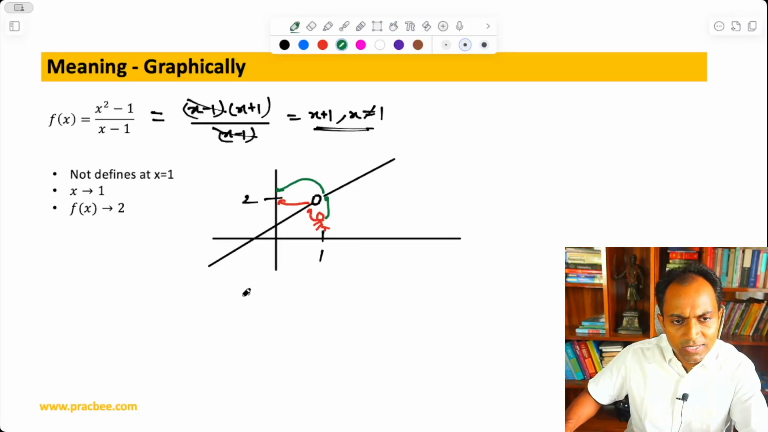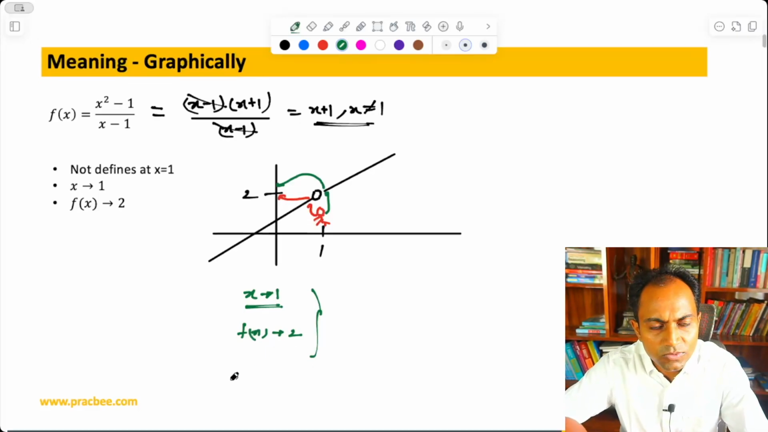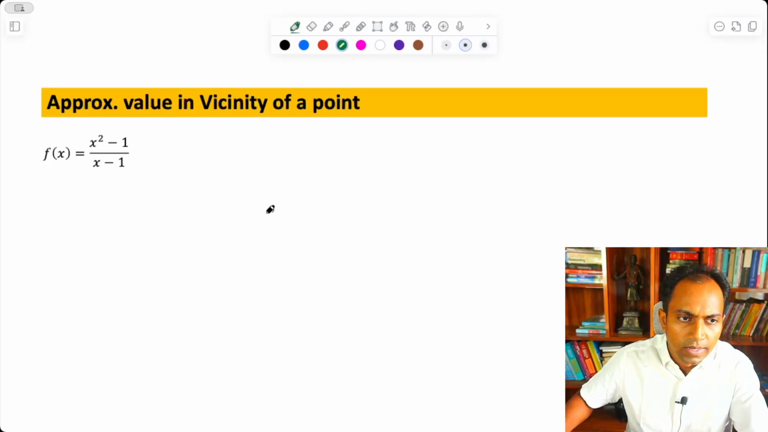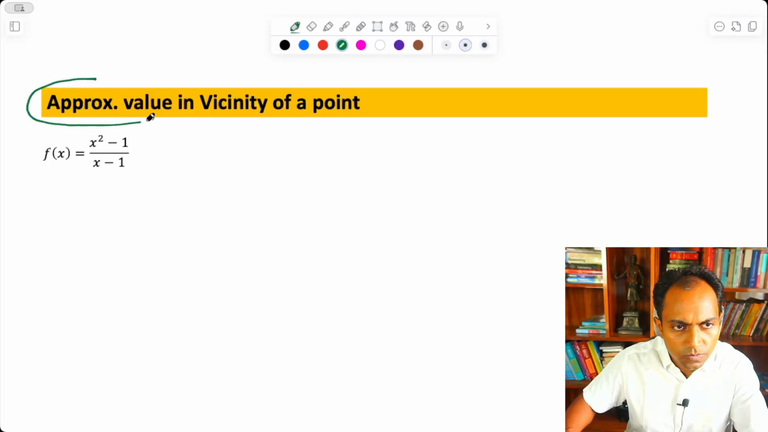So again what we are saying is, if I look for the values of x close to 1, and that is tending towards 1, which would mean close to 1, the value of the function as a whole is very close to 2. So how do we represent this in the form of a limit is what we are going to say here. What we are looking at when x is tending towards 1 is the approximate value of the function.